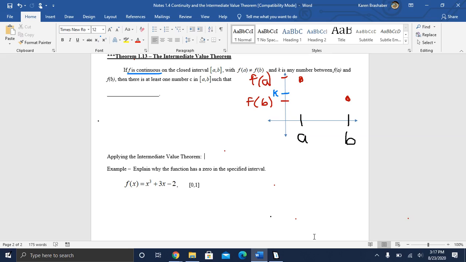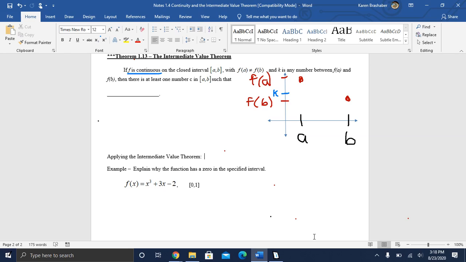Those are y values. Then it says k is any number between f of A and f of B. So I put a k value on. It didn't say that it had to be right in the middle. So I put my k value closer to f of B. You could put it anywhere in between f of A and f of B.